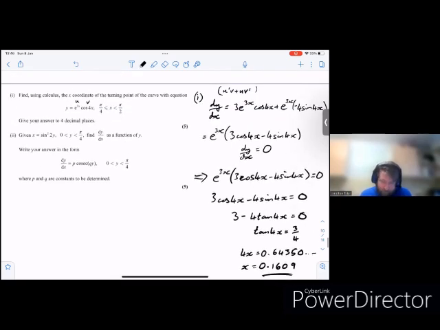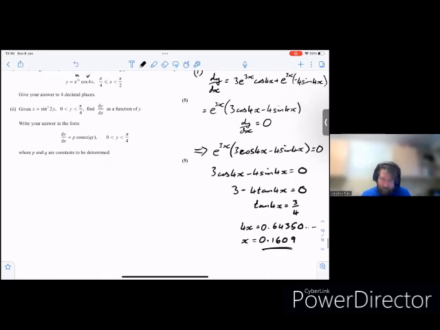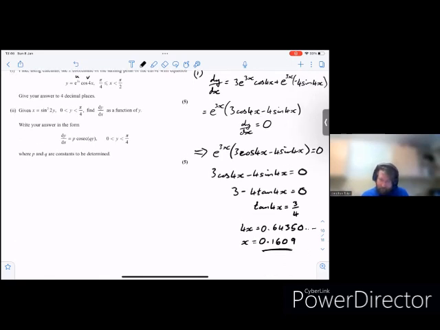Is that in the range we want? Between pi over 4 and pi over 2? So what is pi over 4? 0.7. So that actually is not the answer that we want. So if we go back to this equation, we actually need more. We need the other solution.